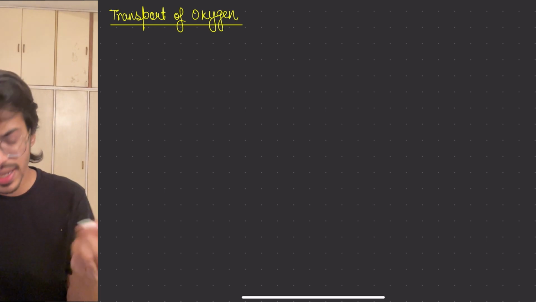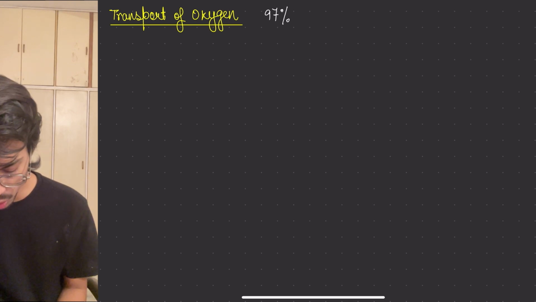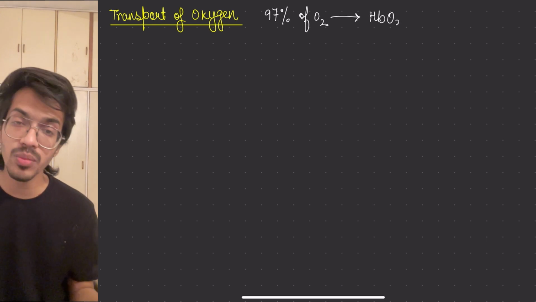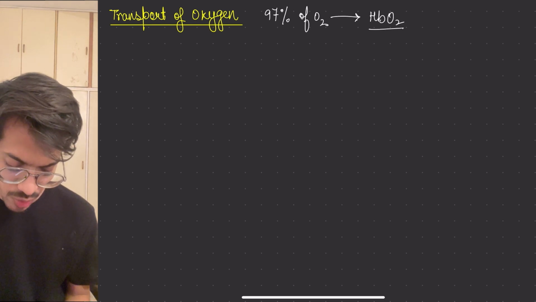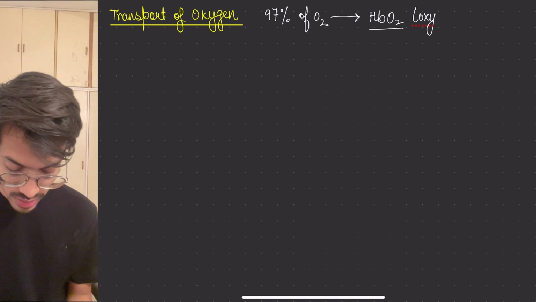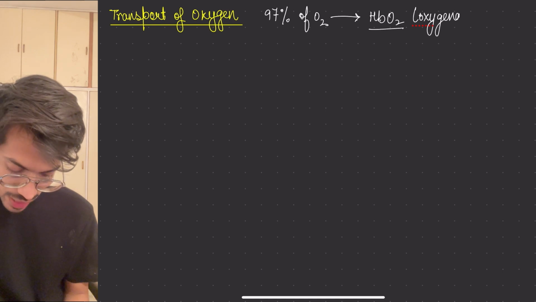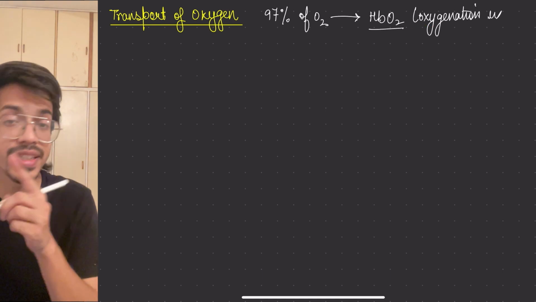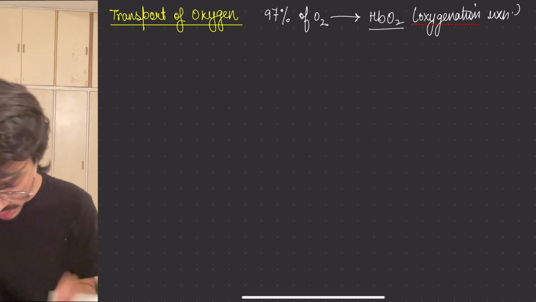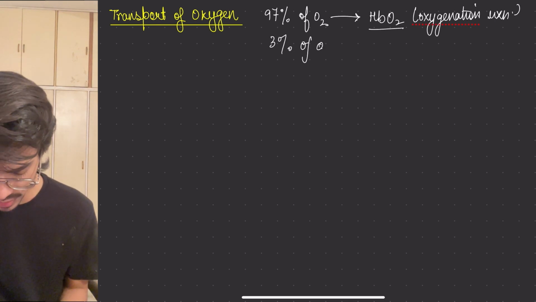If someone asks you how this is being transported, 97% of the oxygen in the body is transported with the help of hemoglobin as the oxyhemoglobin component. So in this process, there is an oxygenation reaction that takes place. It is not a kind of oxidation reaction. One thing you have to remember, the rest 3% of the oxygen is present in the dissolved state.